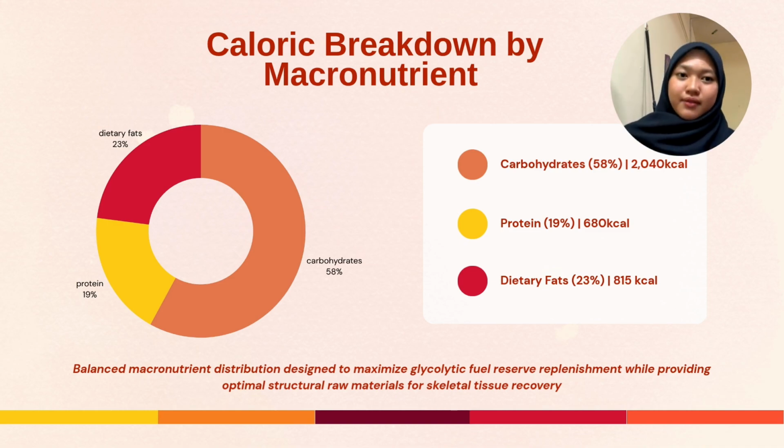So for caloric breakdown by macronutrient, I have provided these three categories, which is carbohydrate, protein, and also dietary fats. In my opinion, this athlete needs to consume carbohydrate around 58%, equals 2,040 calories, protein 19%, which is 680 calories, and also dietary fats 23%, equals 815 calories. So this balanced macronutrient distribution is designed to maximize glycolytic fuel reserve replenishment while providing optimal structural raw materials for skeletal tissue recovery, which suits the rugby athlete.